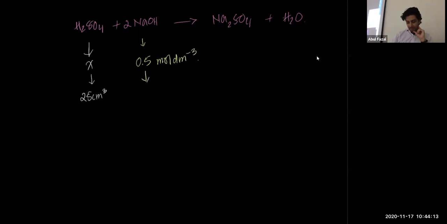And its volume, when I did it, let's make it exactly 25 centimeter cube was used. So the question is, what is the concentration of sulfuric acid if it was completely titrated with 25 centimeter cube of 0.5 moles per decimeter cube NaOH? Is it possible to figure out the concentration of sulfuric acid right now?